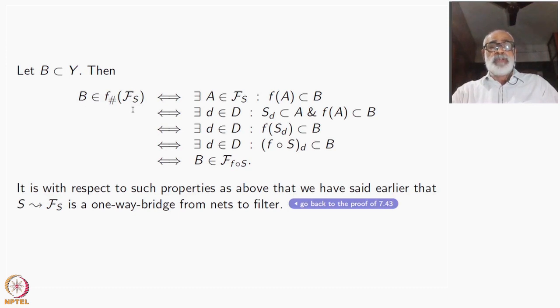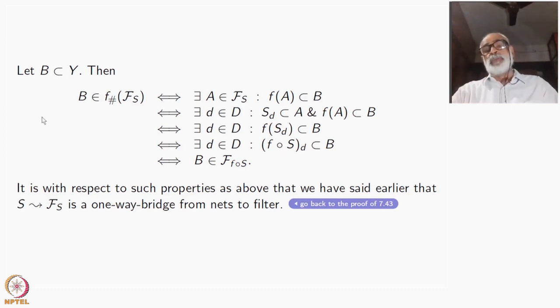So B is inside f check of Fs if and only if there exists A inside Fs such that f of A is inside B. Now this is the same thing as there exists D belonging to the directed set D such that the tail S_D is contained inside A. So this part is the same thing as A belonging to Fs. The second part is the same thing, f of A is contained inside B. So this is the same thing as there exists a D such that f of S_D is contained inside B. That is the same thing as saying there exists a D such that f composite S of D, which is nothing but f of S_D, is contained inside B. But now, this is the condition for f composite S. So this just means that B is inside the associated filter of f composite S.